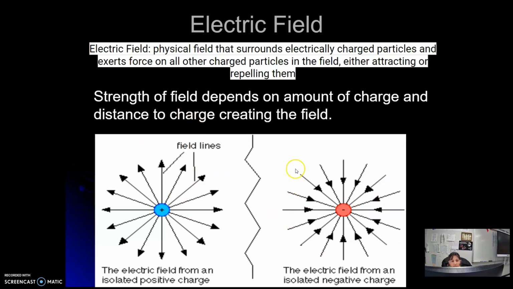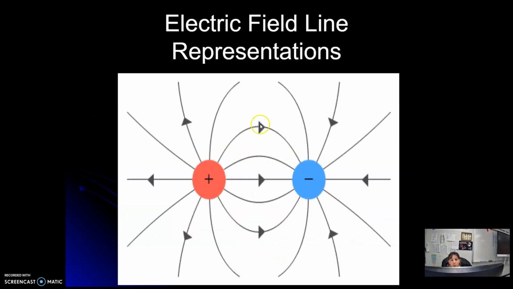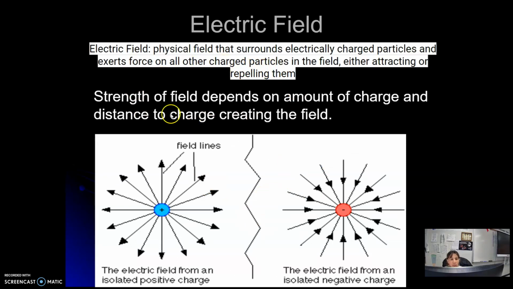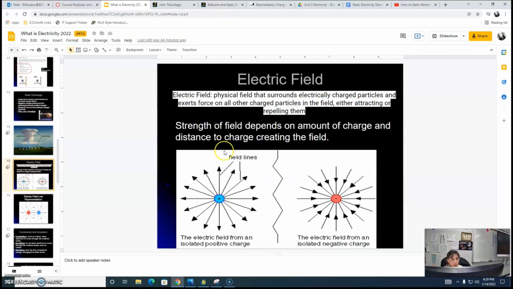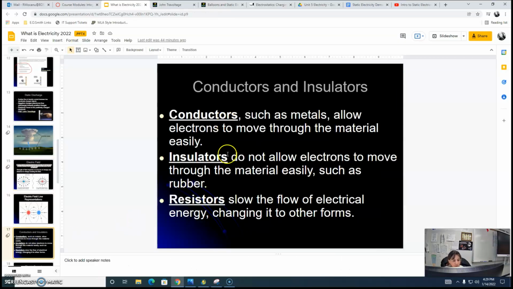And in physics and in science, electric fields are often represented by these field lines that look something like this. These are the field lines shown around a positive charge and around a negative charge. And you will also see these kinds of diagrams also showing field lines. We're not going to get into electric fields very much in this class. However, I did want you to know what an electric field is and particularly what the strength of an electric field depends on.